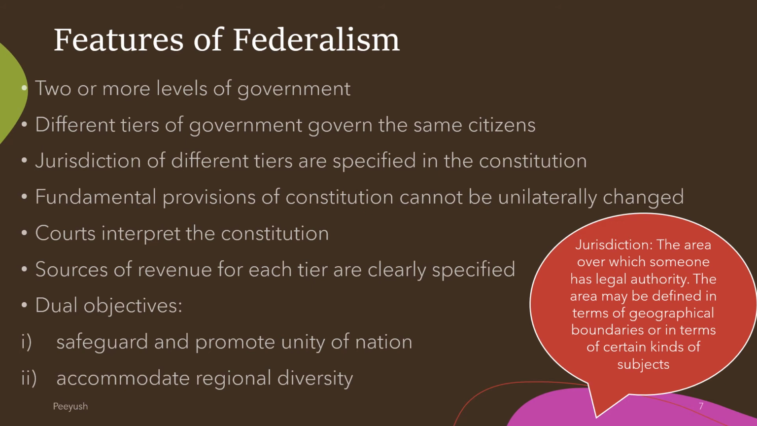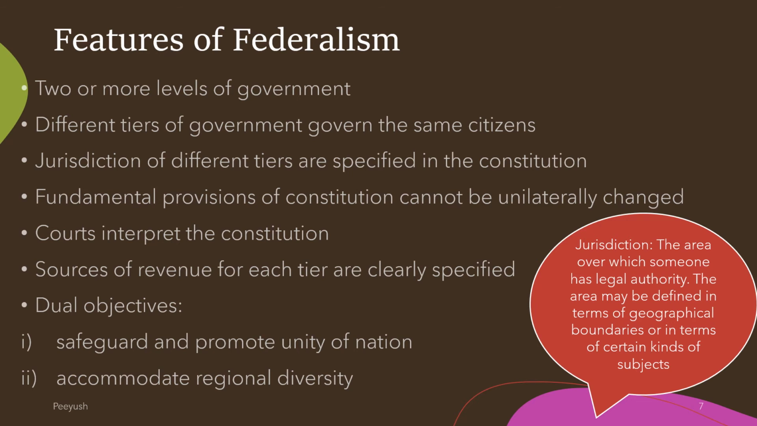Jurisdiction of different tiers are specified in the constitution. I have already discussed this, that the different tiers, the central government, the state government and the local self-government as well, their powers and jurisdictions are clearly mentioned in the constitution. And jurisdiction is the area over which someone has legal authority. Something that comes under someone is called jurisdiction. The area may be defined in terms of geographical boundaries or in terms of certain kinds of subjects.